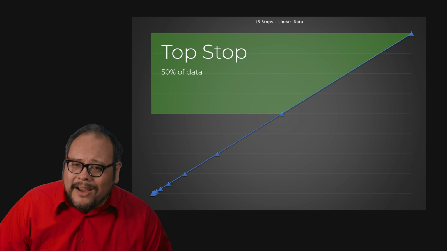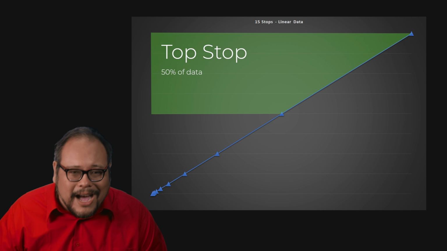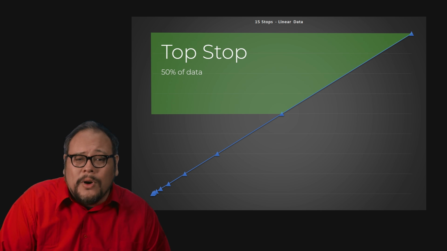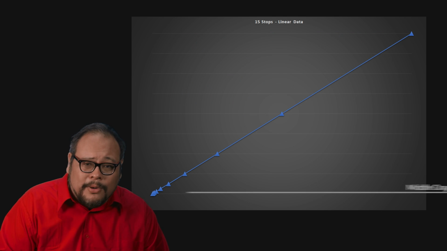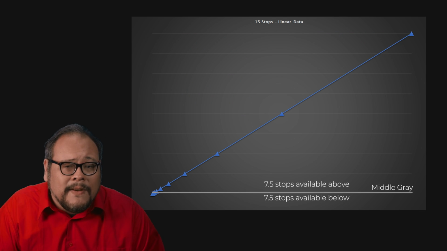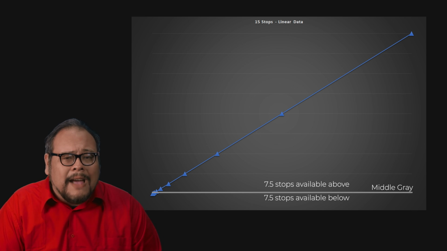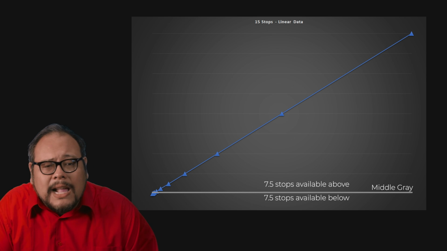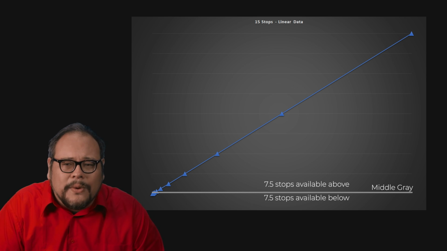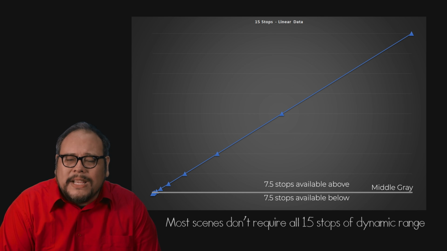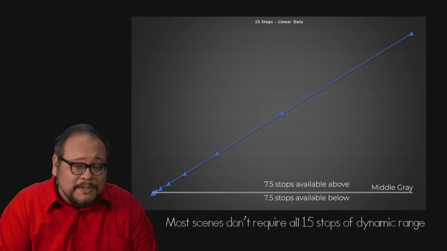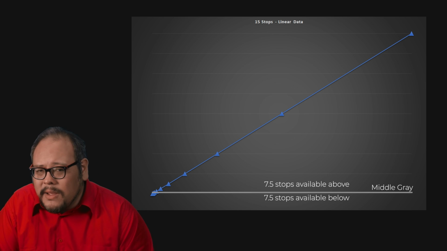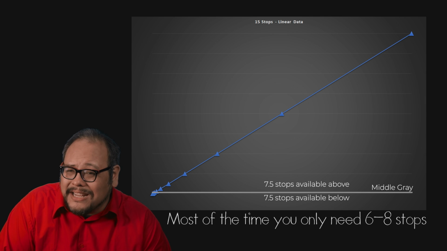Notice how half of the data in the raw file is used to store the top stop, the brightest part of our image. Now, we could expose as we normally would and record our data down here, put our middle gray smack dab in the middle of our 15 stop dynamic range with 7.5 stops above and 7.5 stops below. That will give us plenty of room to roll off the highlights and we would still get all the control of shooting raw. But the thing is, most scenes don't need all 15 stops of dynamic range to cover everything that we care about. Most of the time, you really only need 6 to 8 stops.